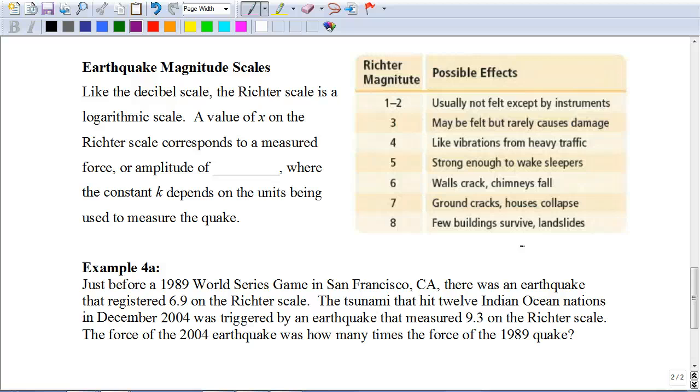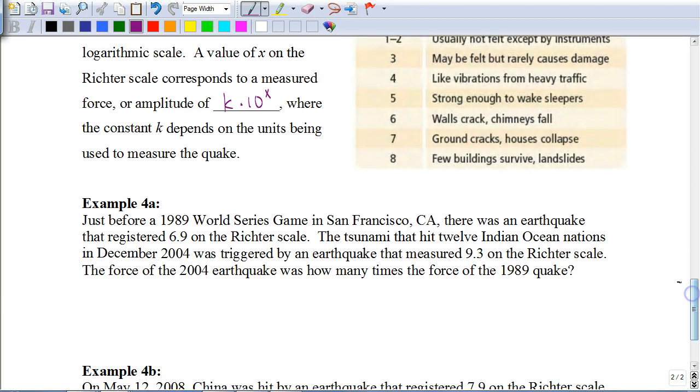Like the decibel scale, the Richter scale is a logarithmic scale. A value of x on the Richter scale corresponds to a measured force or amplitude of k times 10 to the x power, where the constant k depends on the units being used to measure the quake. And just a little hint on that, k really is not going to be a factor at all for these problems. You'll see what I mean when we look at this example.